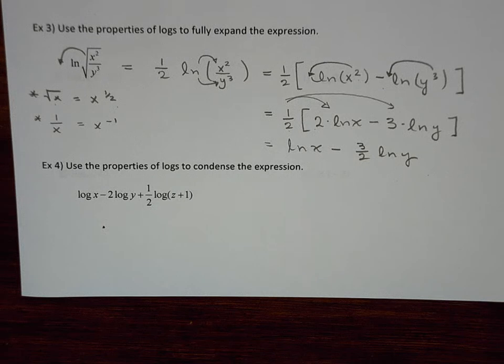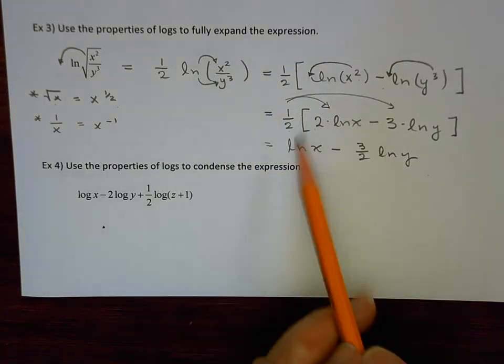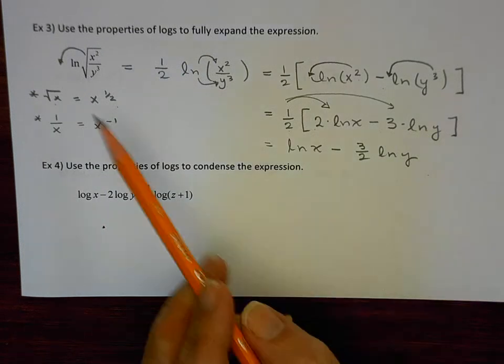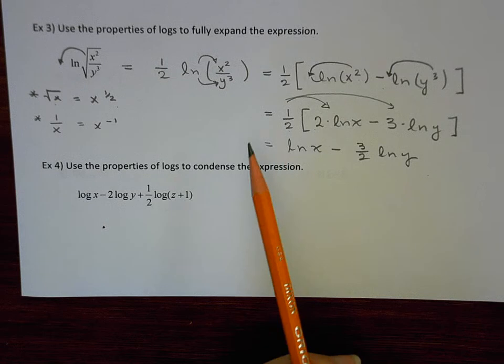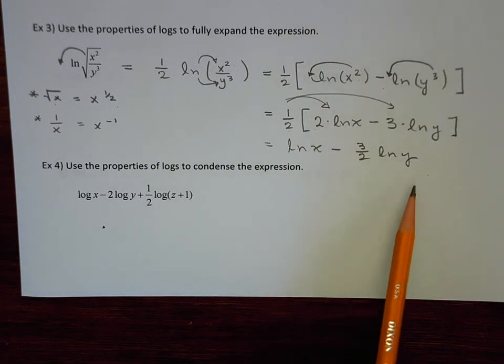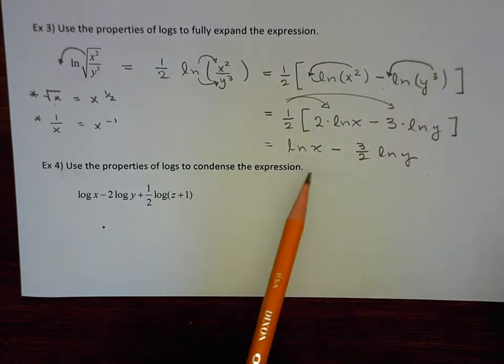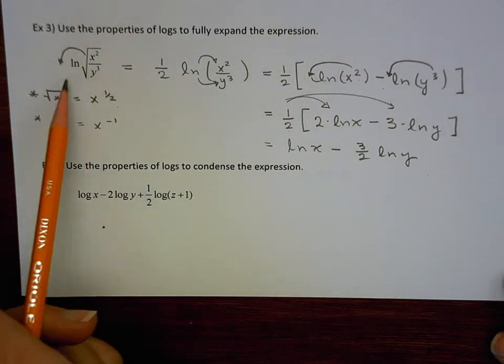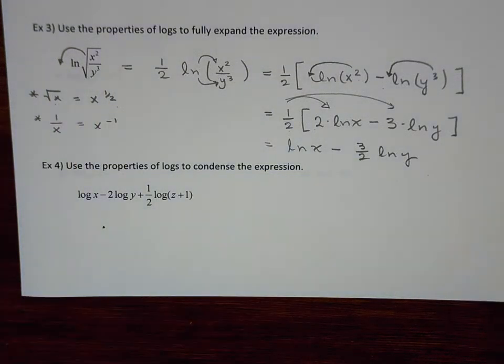Okay, so again, we have to be able to work both ways. This was expanding, so I assigned every value a log, and then simplified wherever I could. Now I'm going to be asked to go the opposite direction. So given something like that, could I turn it into one natural log? Now I have to do the reverse.